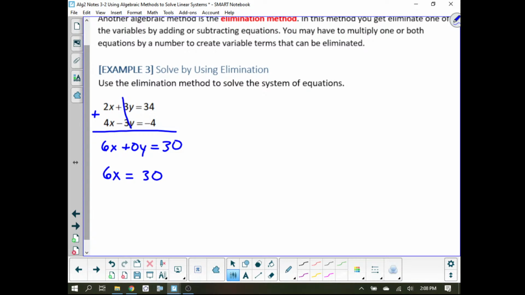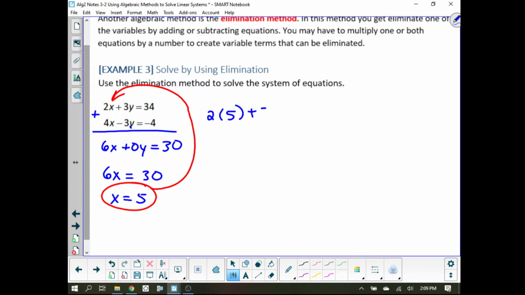Then I can get x by just dividing over. So x comes out as 5. But now I need y. How am I going to get y? Does it matter which equation? It doesn't matter. So I'll plug it into, I don't know, the top one. Just make sure you are plugging it into x, don't plug it into the y. So that's going to be 2 times 5 plus 3y equals 34. So 10 plus 3y equals 34. Subtract the 10 over.